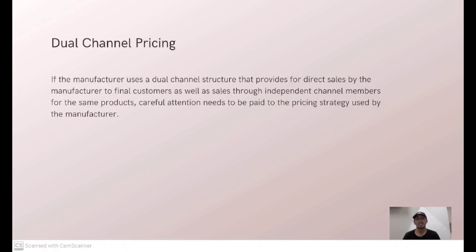Dual channel pricing. If the manufacturer uses a dual channel structure that provides for direct sale by the manufacturer to final customers, as well as sale through independent channel members for the same product, careful attention needs to be paid to the pricing strategy used by the manufacturer.